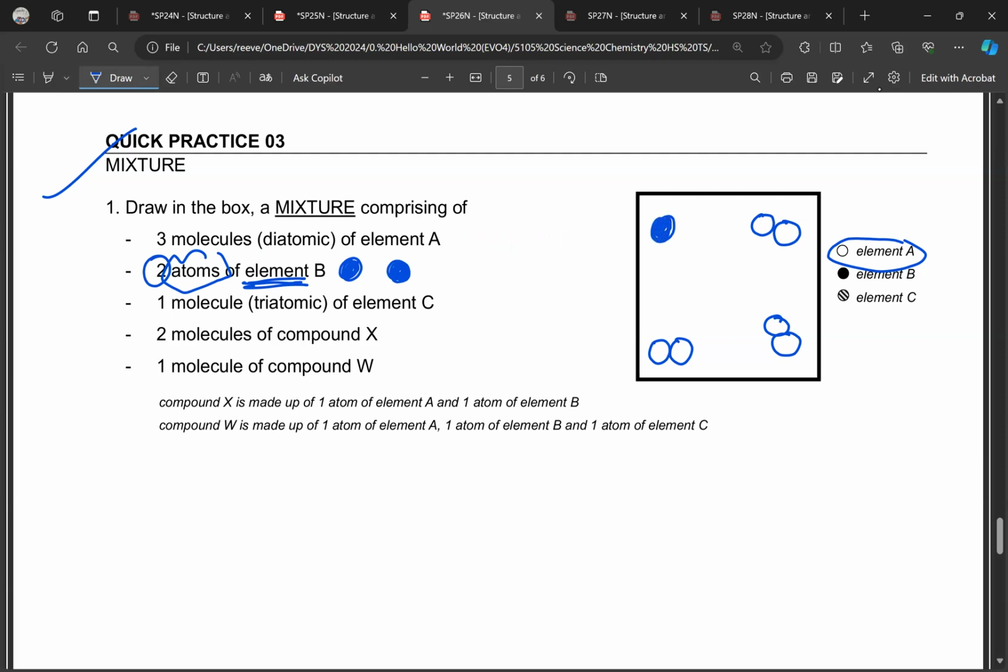1, 2. B is the shaded one. So far, okay.